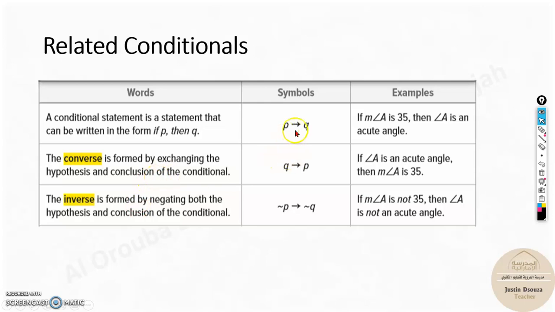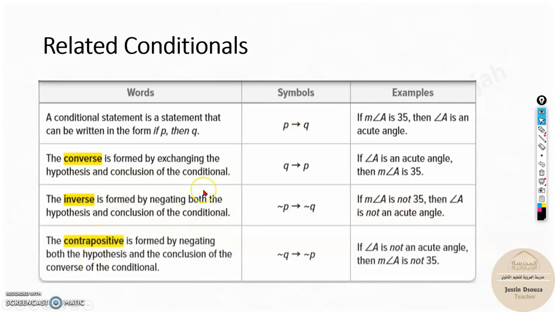The inverse would mean the negation of the conditional statement. So you can see over here the negation of P and negation of Q. That means just add not in both the cases. If measure of angle A is not 35, then angle A is not an acute angle. This is very simple. So inverse is negation of both of these.